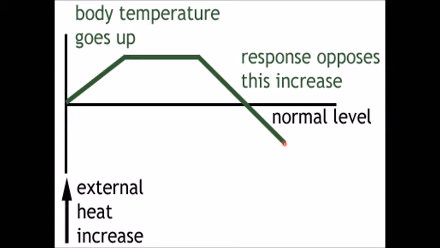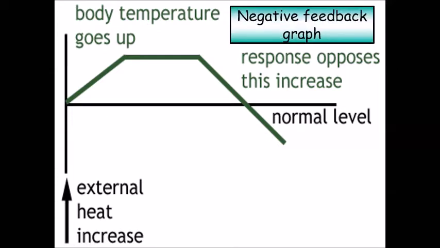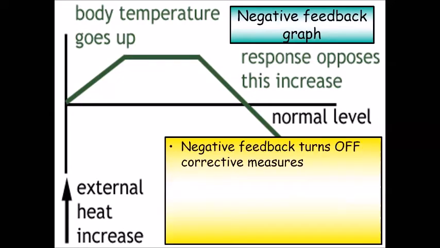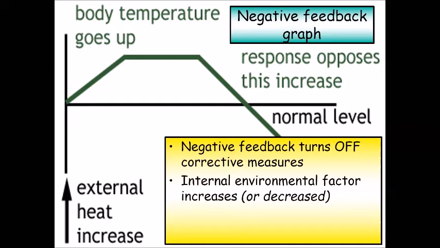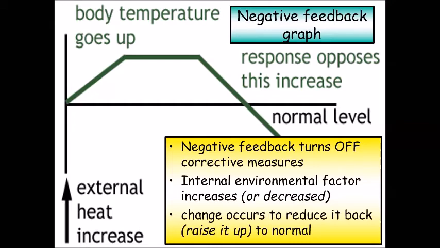So we need to make sure we don't do that. That's why negative feedback is so important. And I've said it enough times that hopefully you're getting this in your head. It switches off or turns off the corrective measure. So the internal environment decreases or increases, and changes are brought about to return it back to where it should be.